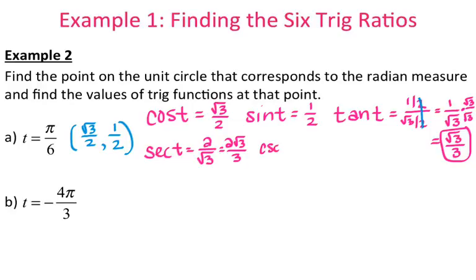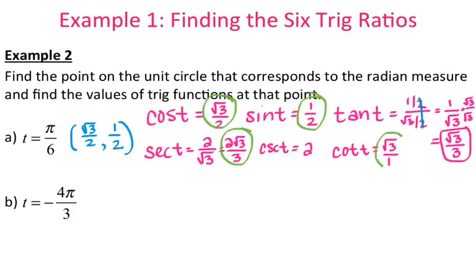Cosecant matches up with sine, and since sine is 1/2, cosecant is 2. And cotangent matches up with tangent, so I'm going to take the reciprocal of tangent. Now when I take the reciprocal of tangent, I'm actually going to take the reciprocal of this, because once I take the reciprocal of 1 over root 3, that just leaves me with root 3 over 1. And then I don't have to worry about changing it again. So here are the 6 trig functions when your angle is at pi over 6 radians.